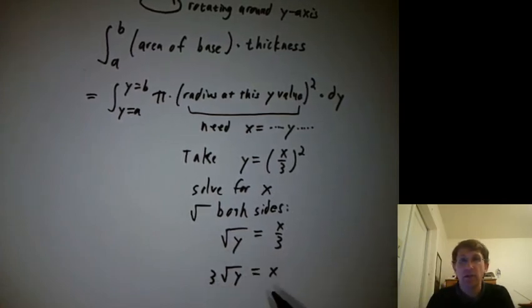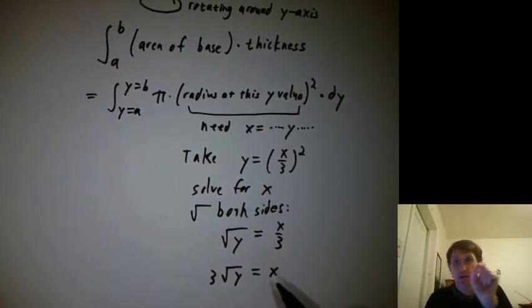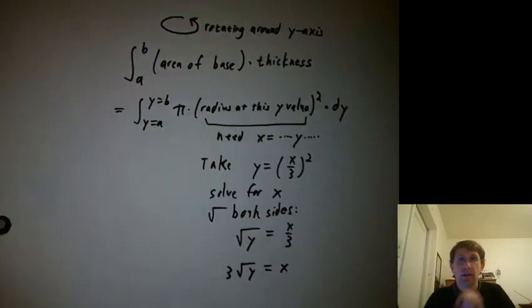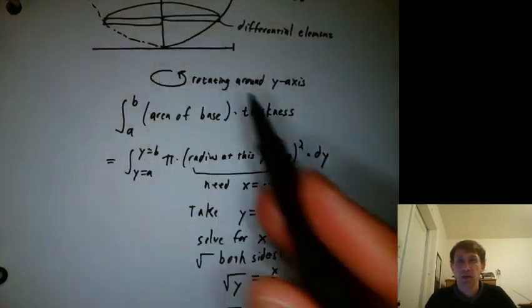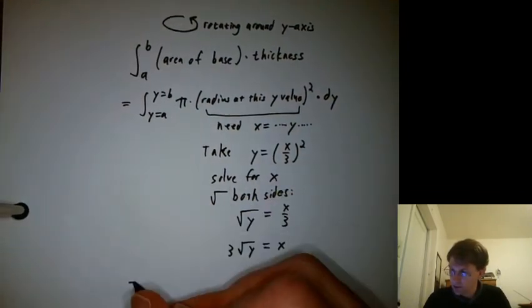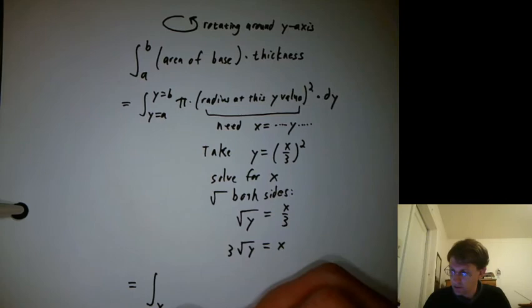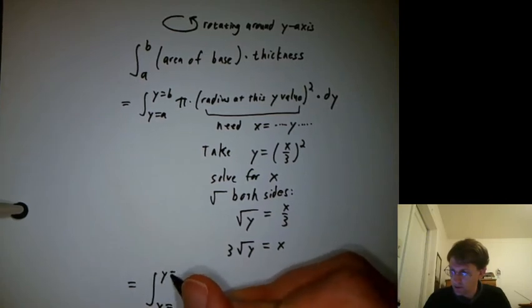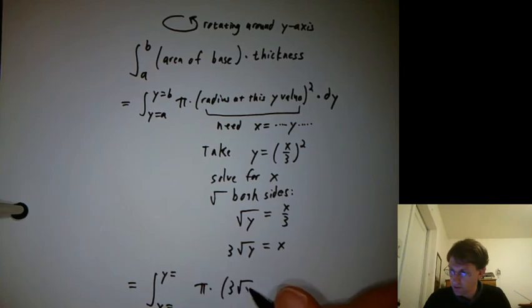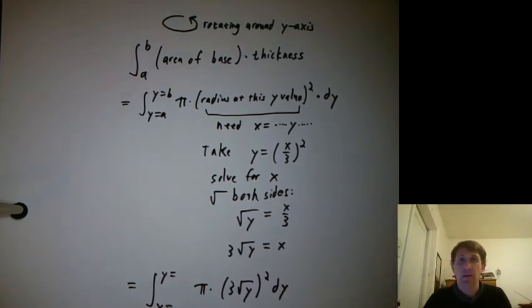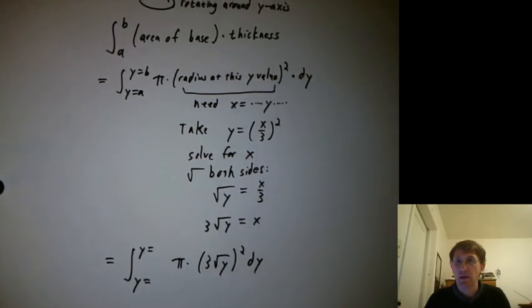Whether it would hurt to have it there is another issue. So this tells me the radius, x is a distance from the origin horizontally, which is a radius in this drawing, for any particular y value, how high up I am. So my integral is the integral from y equals something to y equals something else, pi times (3 root y) squared dy.